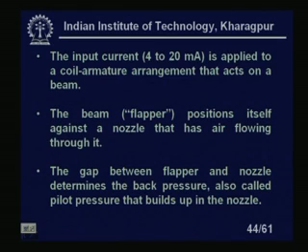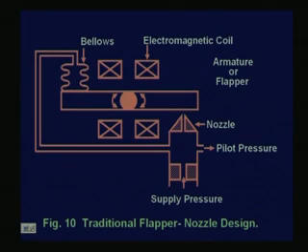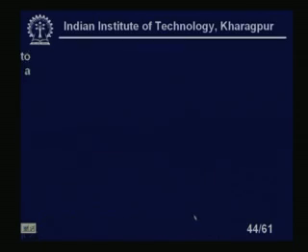The gap between the flapper and the nozzle determines the back pressure, also called the pilot pressure, that builds up in the nozzle, okay. We have seen what the pilot pressure is. You see here the pilot pressure. So, this gap will control the pilot pressure. The same thing we have seen, that it can be supplied to a relay to get the higher 3 to 15 psi pressures also. You have a feedback relay also, a bellows also, to neutralize.